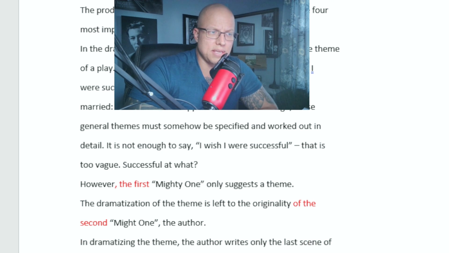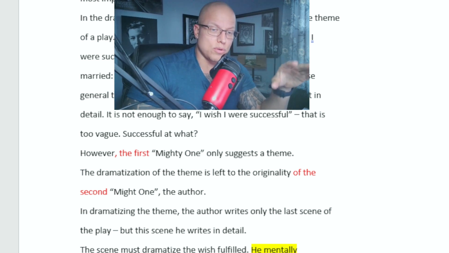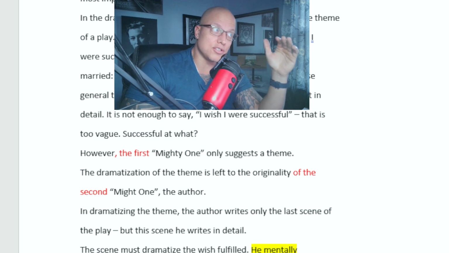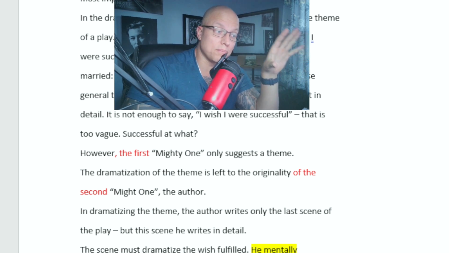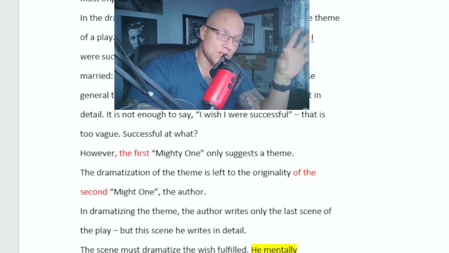The dramatization of the theme is left to the originality of the second mighty one, which is the author. Okay, so your second mighty one. In dramatizing the theme, the author writes only the last scene of the play. Okay, so just like when you're creating your imaginal acts, you're creating just the end of the movie where the guy gets the girl, or the girl gets the guy. The end of the movie where he wins, or he wins the football game, or he wins the sports match, or he gets the trophy, or he gets the $1 million, whatever it is. The end of that movie. Okay, so the end of it. That's what you want to create for yourself.